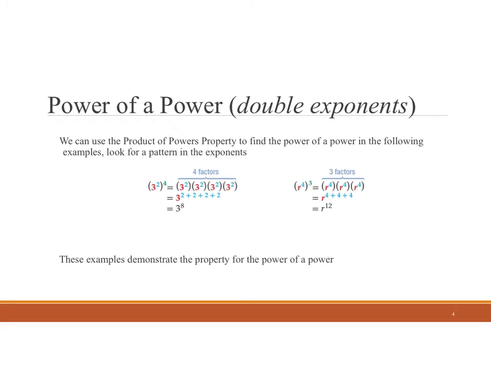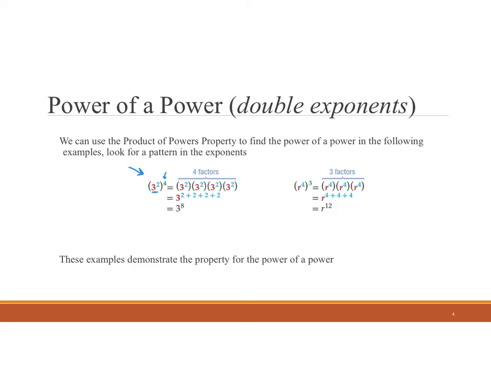Well, what happens when you have multiple exponents? Okay, this is called power of a power. Now, as you can see down here with this first example, I have 3 squared. Think back to our definition of exponents. When you have an exponent, that means you're multiplying the base that many times. So, right now, my base is actually 3 squared, and my exponent is 4.